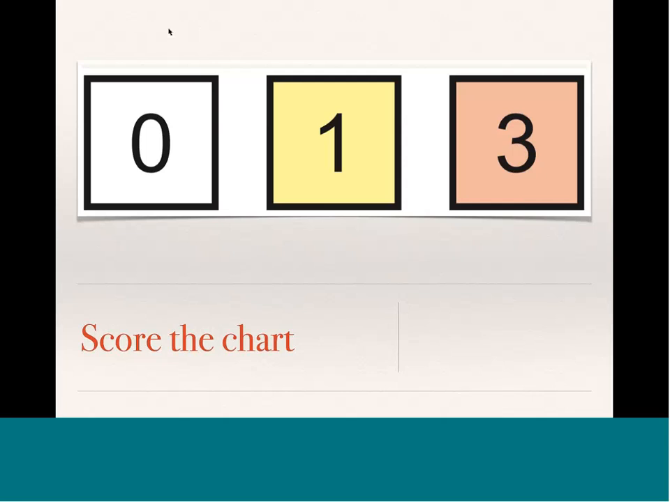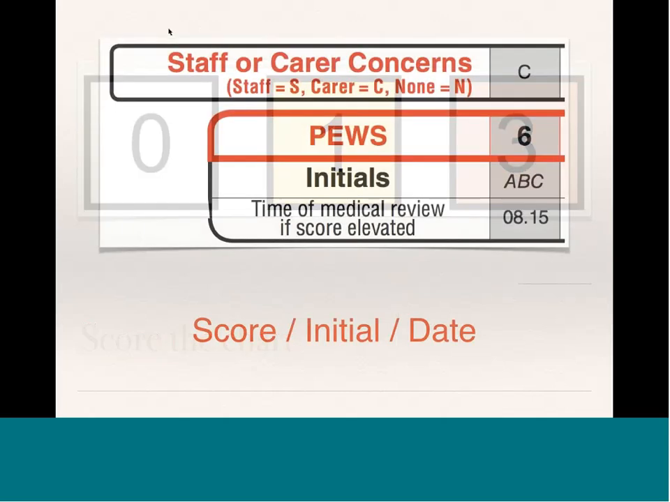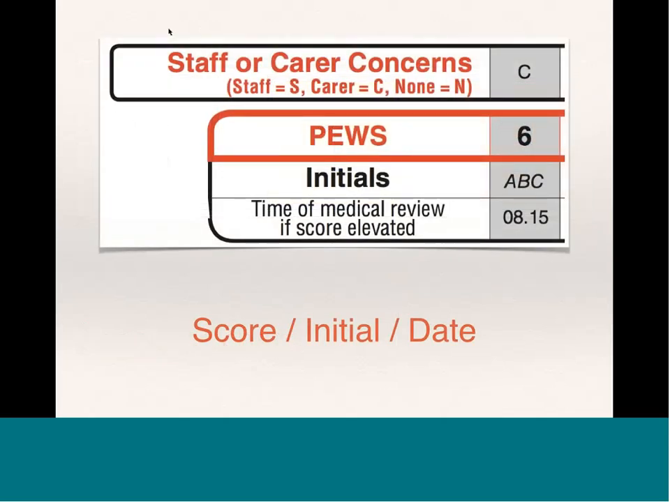So you can get some charts which are a little bit more accurate, and that's fine, and that's good, but they are more difficult to use and to fill in correctly and score correctly. So we've elected for this, so obviously 0 is white, 1 is yellow, and 3 is red. And then you can look at your scores and tot them up, and here we see that there is a PEWS of 6, and it's important to initial that.